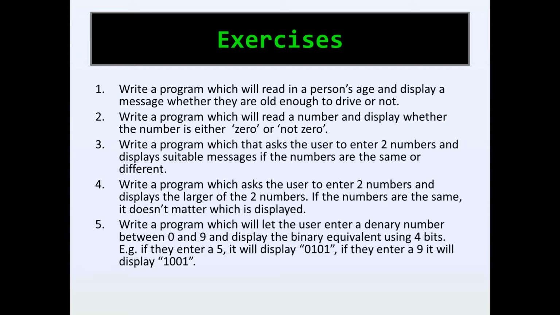Be careful with the condition, because you don't want to make people that are younger than the age to drive able to drive. Okay, because that probably wouldn't be very sensible. And in case you don't know, you need to be 17 to drive. In question number 2, write a program which tells me whether or not a number is equal to 0 or is not equal to 0. That's probably easier than question 1 actually.